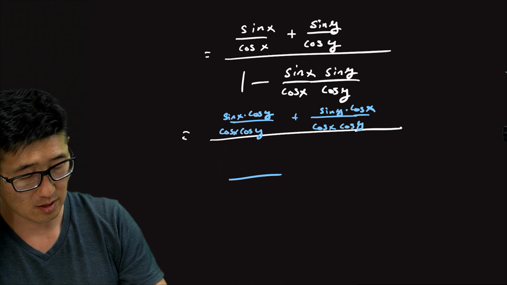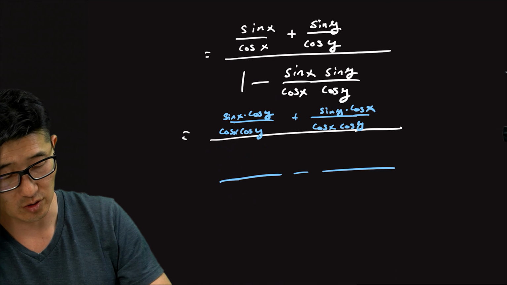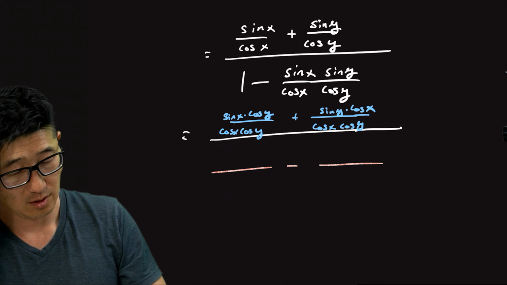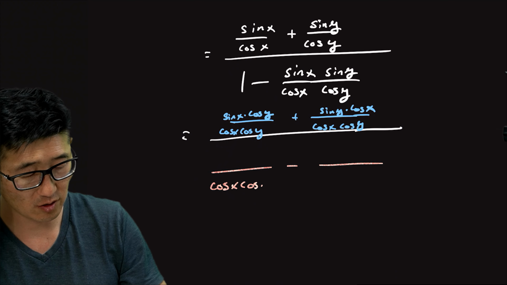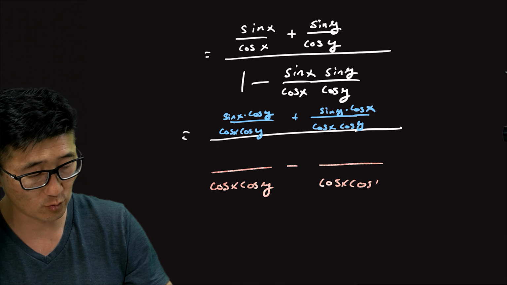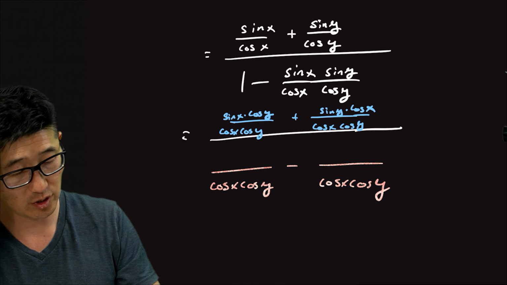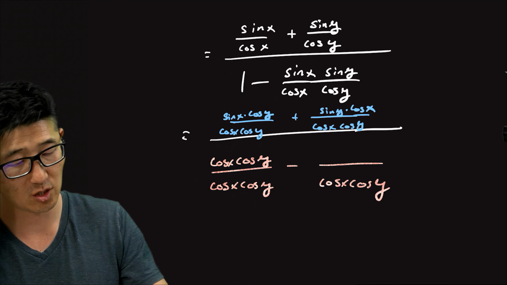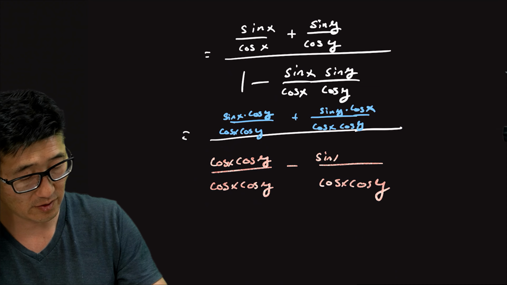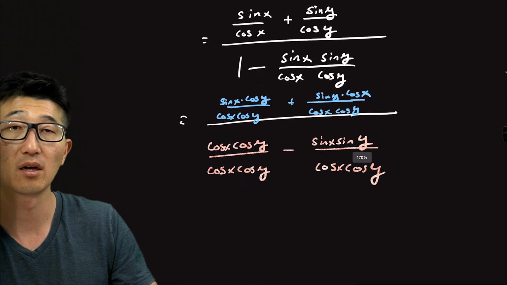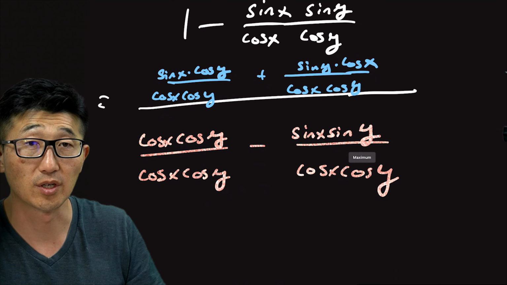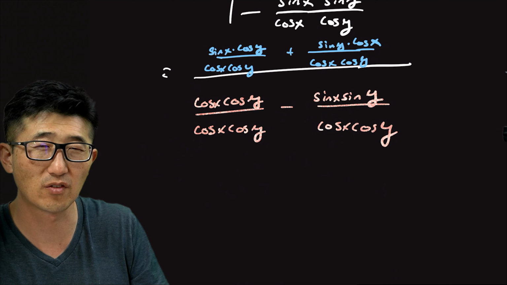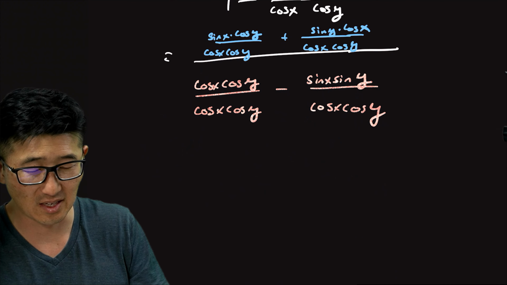And then this one, well, let me use a different color. This will become cosine of x, cosine of y over cosine of x, cosine of y. And then the numerator will become cosine of x, cosine of y. The second one just stays the same, sine of x, sine of y. So there it is. I know it looks pretty messy, but it's just fractions written in a very dense kind of way.